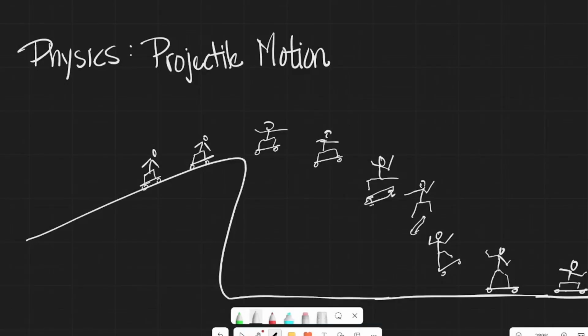In this one we're going to be talking about a topic in physics known as projectile motion. And this is the analysis of motion of objects. It's pretty straightforward, so we'll just get started.